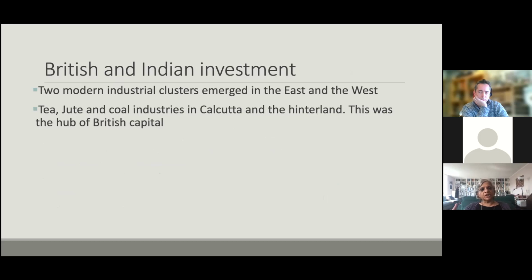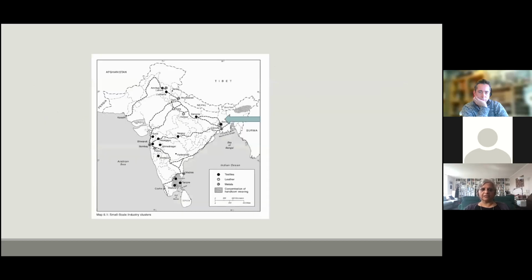I will show you that two industrial clusters emerged, and these were in two different parts of the country. One was in the east, and this is tea, jute, and coal industries around Calcutta. You can see that here in this map. And the hinterland. So this is the tea producing region. This is the jute processing region. So all this investment in this industrial hub was British, mainly done by the British.